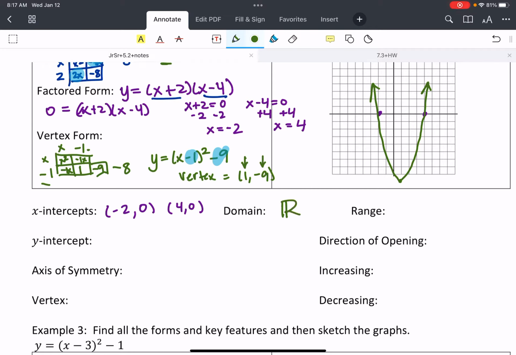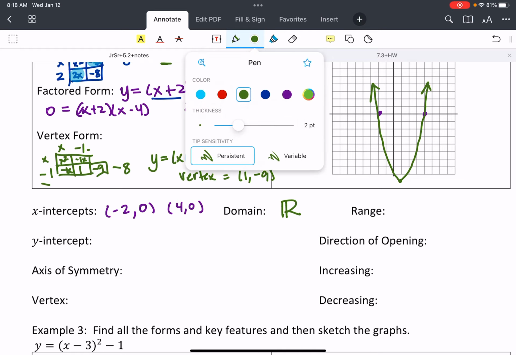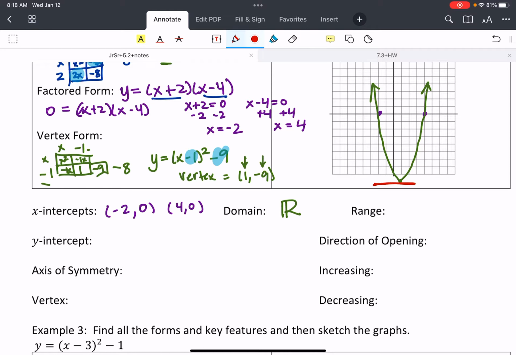Our domain is all real numbers. Our range, that's our hard stop, and we point up. So on our range, we're going to do negative 9 with a bracket to infinity.